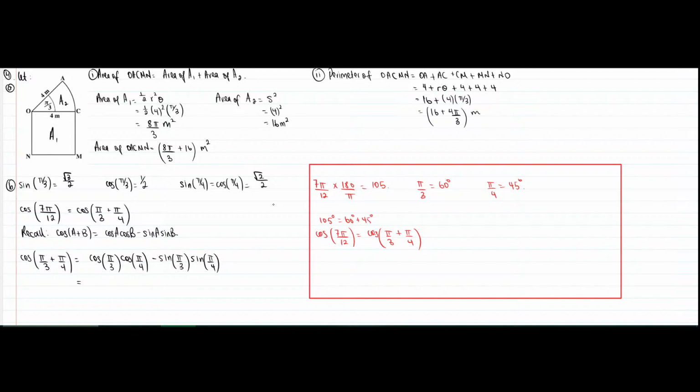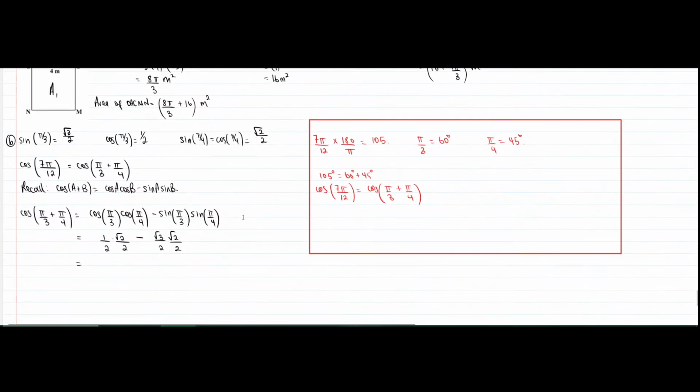We know cosine of pi on 3 based on the information given. Cos pi on 3 is a half. Cos pi on 4 is root 2 over 2. Minus sine pi on 3, which is root 3 on 2, and sine of pi on 4 is root 2 over 2. Both of them will have a denominator of 4, so I can add both numerators together, and I get root 2 minus root 6 all over 4 in exact form. So cosine of 7 pi over 12 is equal to this.